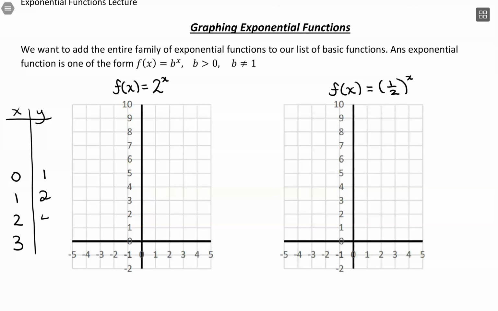Okay, 2 to the power of 1 is 2. 2 to the power of 2 is 4. And then 2 cubed is 8. So let's go ahead and graph some of those pieces. So (0, 1), (1, 2), (2, 4), and (3, 8).